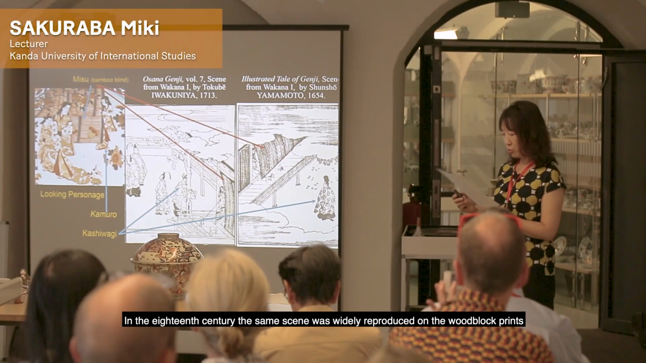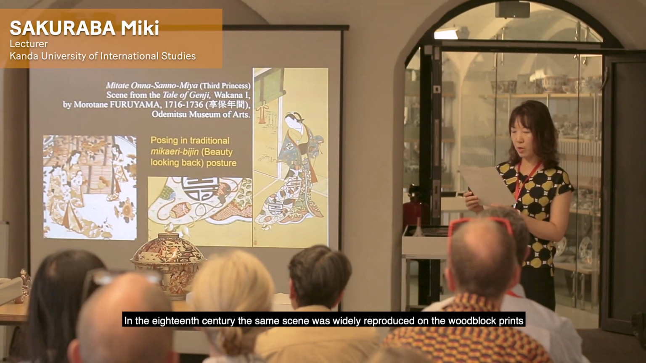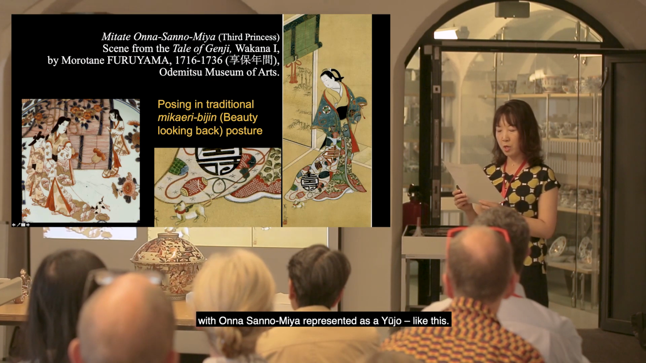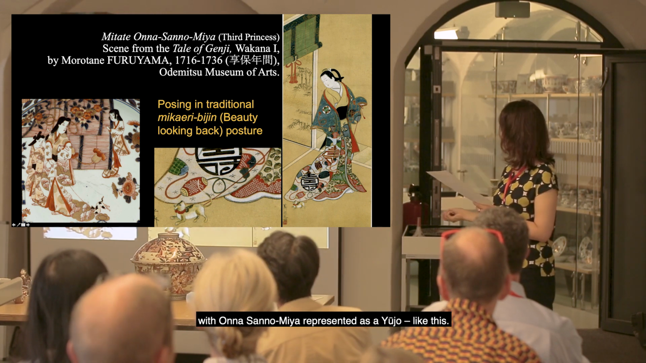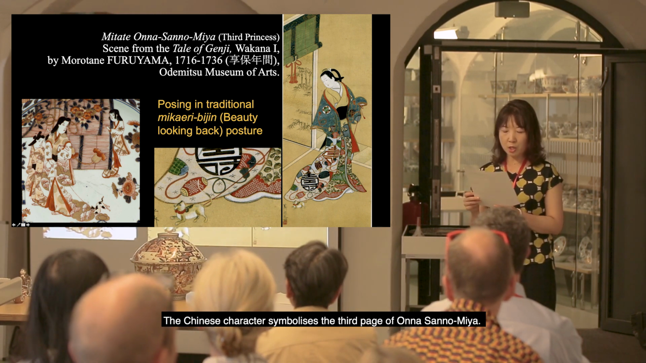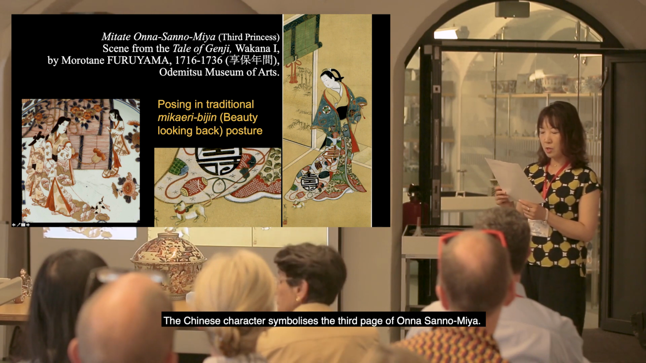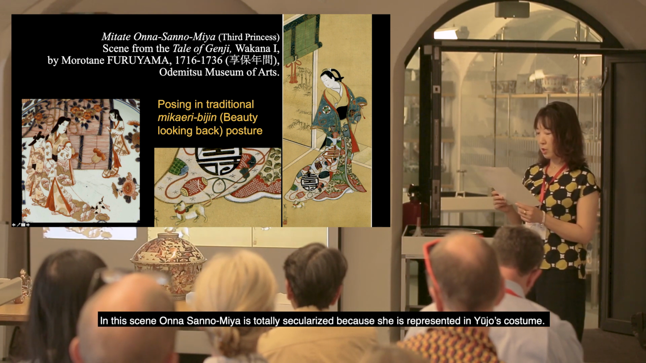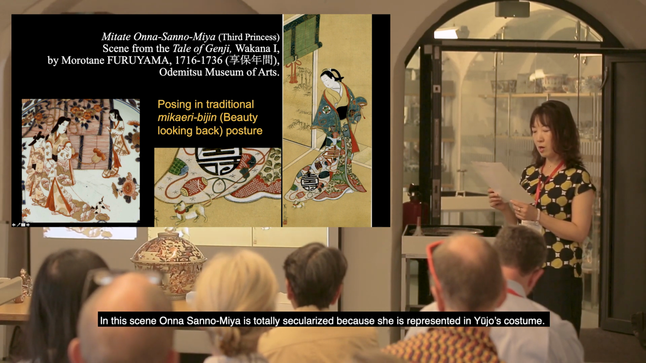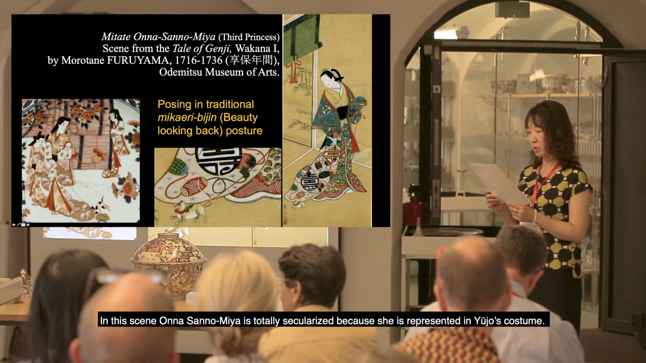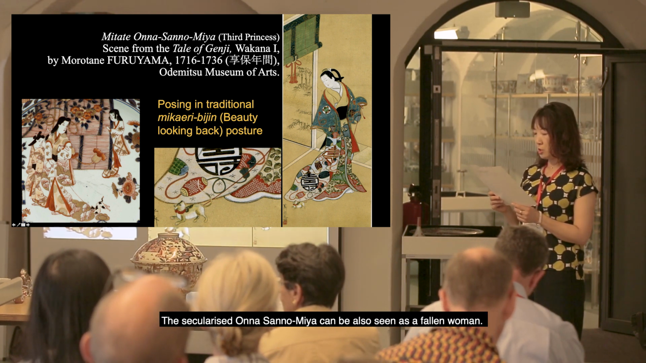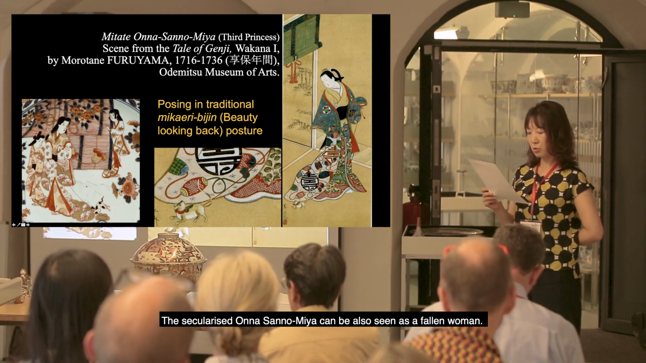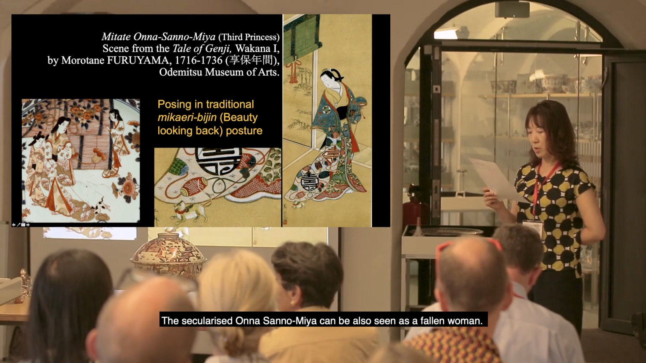In the 18th century, the same scene was widely reproduced on block prints, which represented Onasanomiya as unusual, like this. The Chinese cat symbolized the sad fate of Onasanomiya. In this scene, Onasanomiya is totally secularized because she is represented in Yujo's costume. The secularized Onasanomiya can also be seen as a foreign woman.